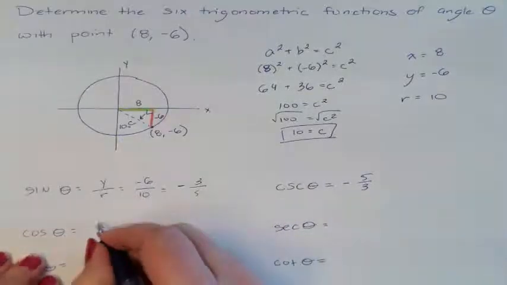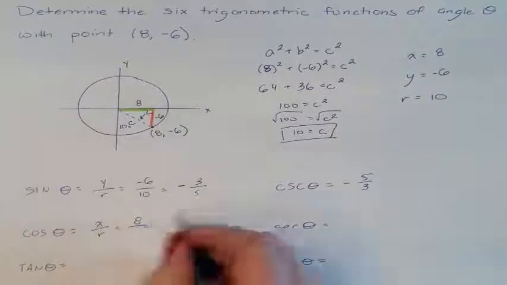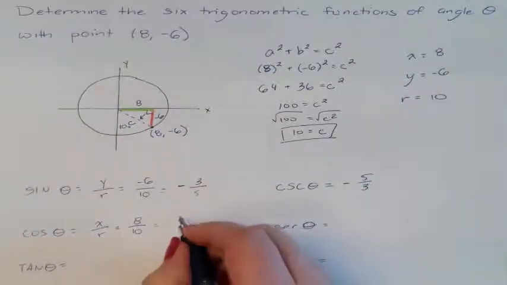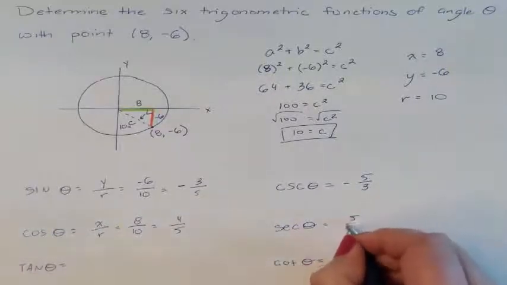Cosine. Cosine is going to be x divided by r, where I know my x is 8 and my r is 10. 8 divided by 10 gives me the fraction 4/5. If this is cosine, secant is the fraction 5/4.